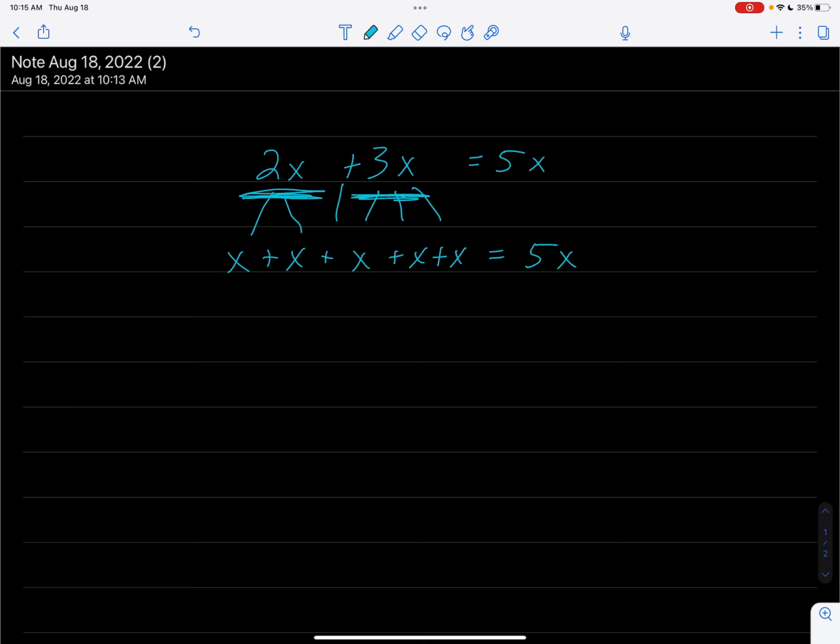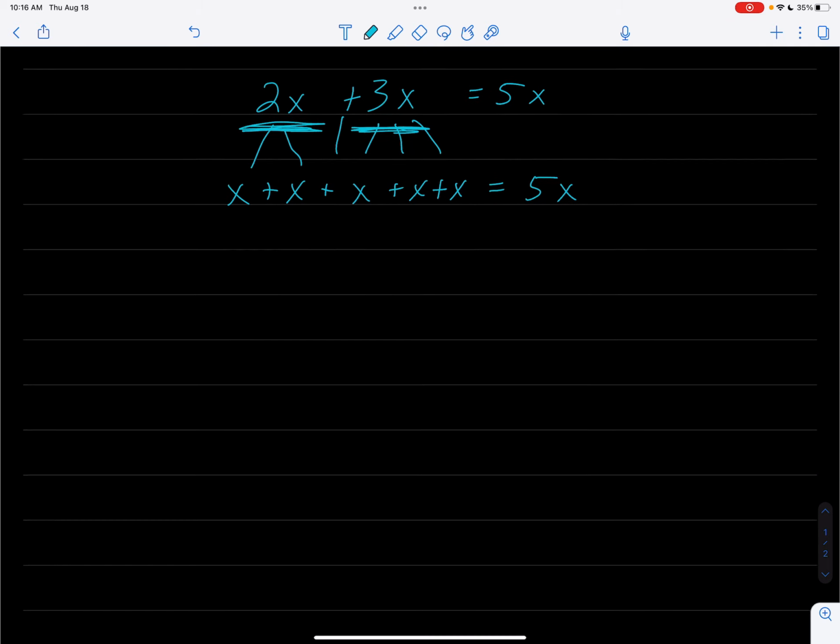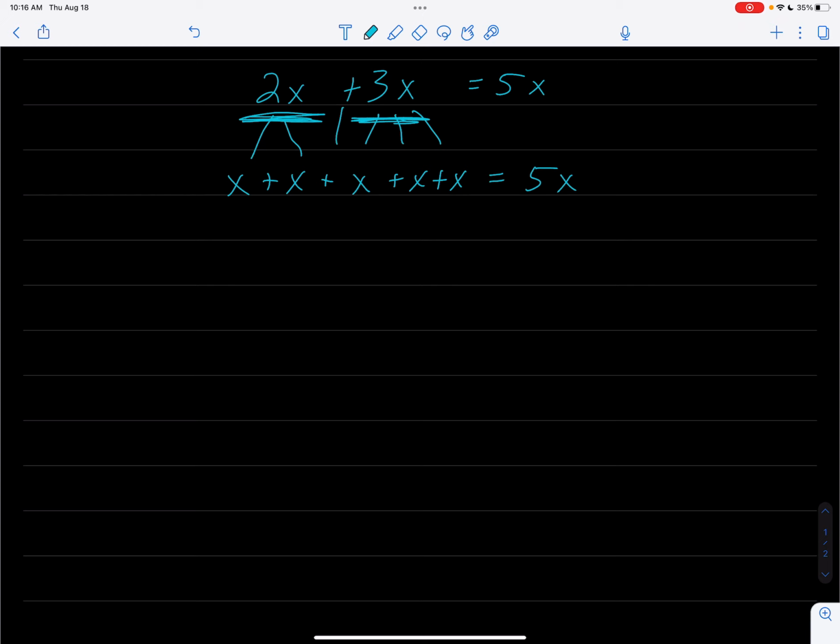So it works the exact same way. It's just one step down in abstraction when we're talking about powers versus multiplication. That's all it really is. 2x just means x plus x. 3x just means x plus x plus x. A lot of times students forget that, and they make weird magic happen.